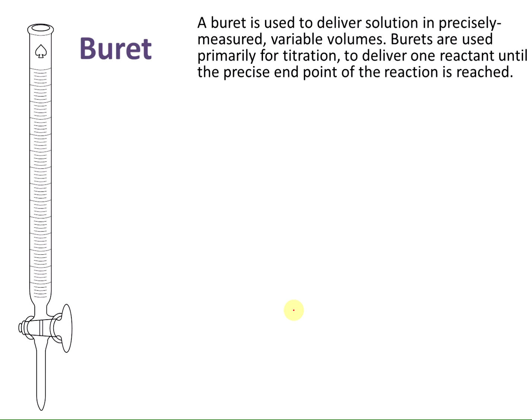Now here we have a picture of a burette, and hopefully you've used a burette before, especially in your Chem 1A. And a burette is used to deliver a solution in precisely measured variable volumes. And burettes are used primarily for titration to deliver one reactant until the precise endpoint of the reaction is reached. Here we're going to be measuring out precise volumes. We're not going to be doing titrations, but we will be using burettes.